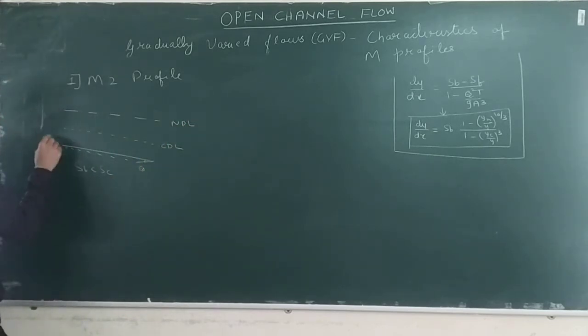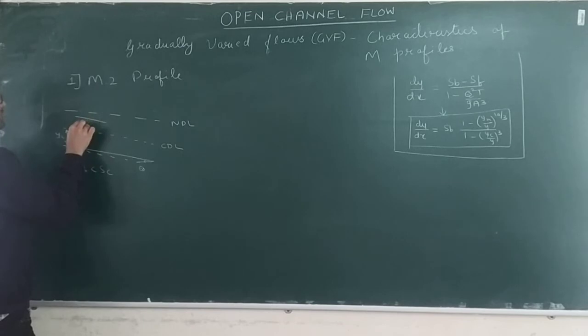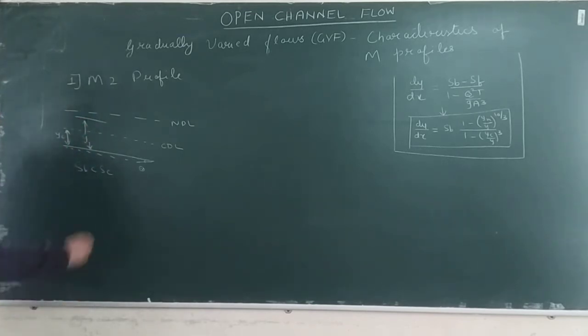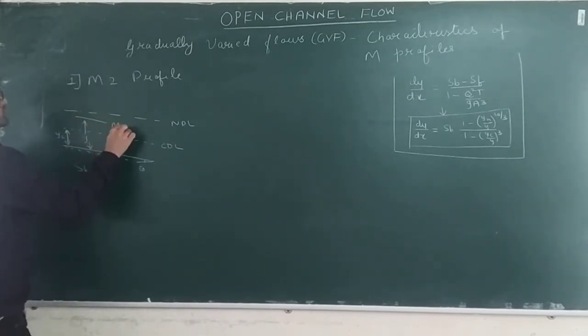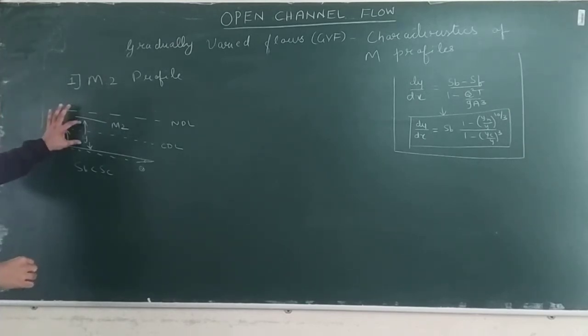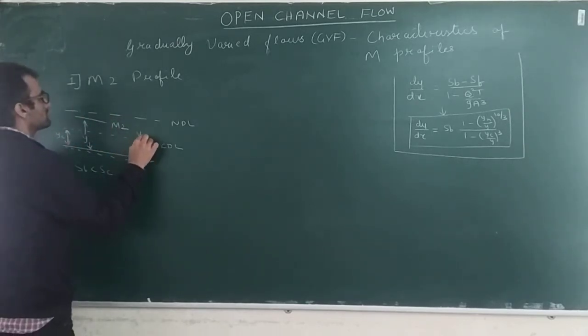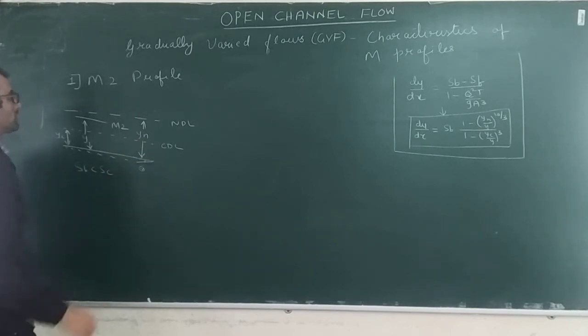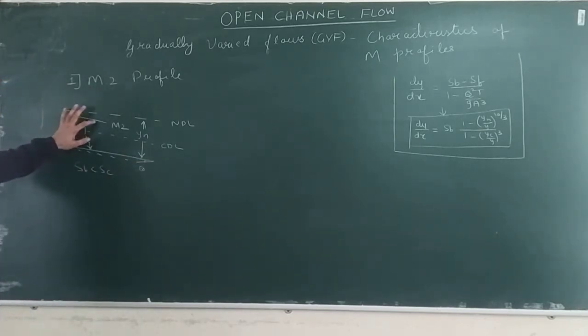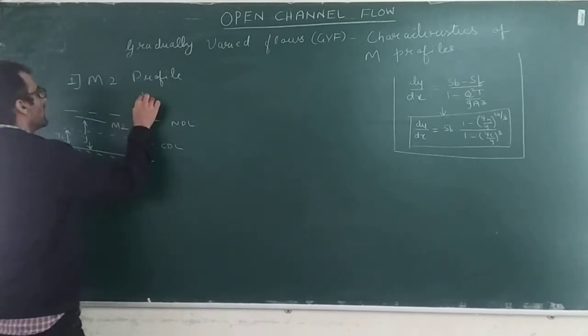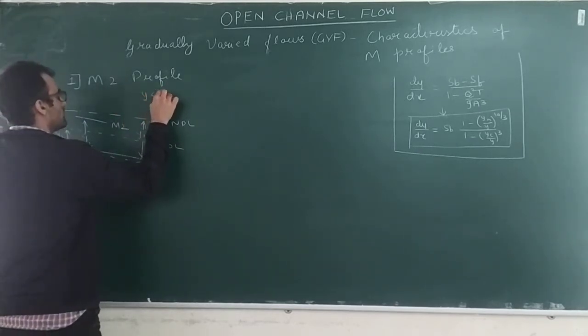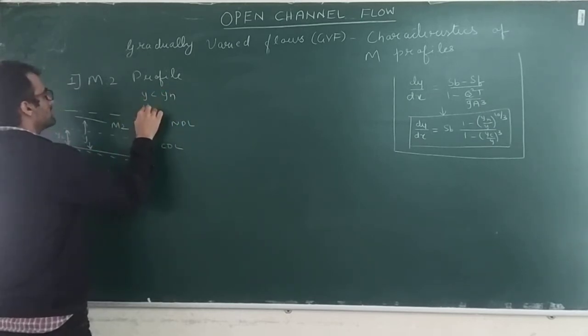Okay, and flow is taking place in this region, suppose. So this is your YC and this is your Y, flow depth of this profile. This will be M2 profile. Now see, the flow depth will be less than the normal depth. For M2 profile, the flow depth in the GVF zone will be less than normal depth but greater than critical depth. So Y is actually less than Yn, but Y is greater than Yc.